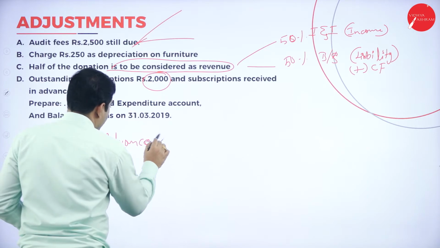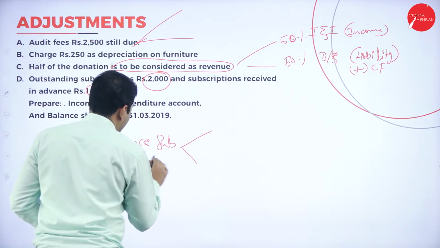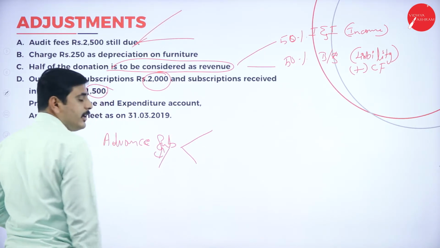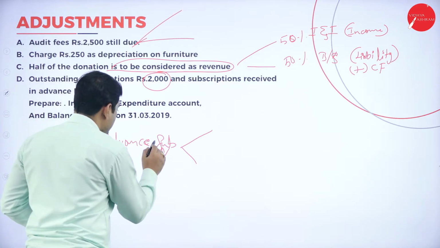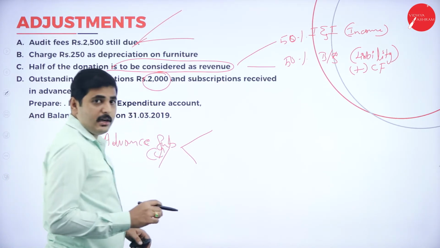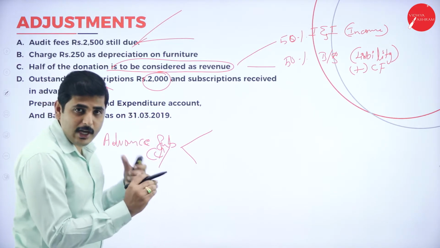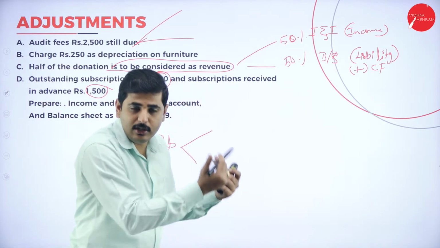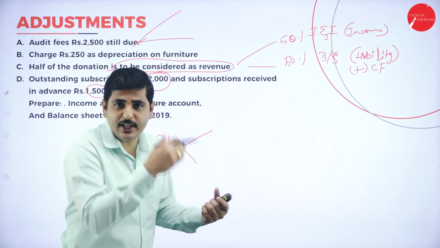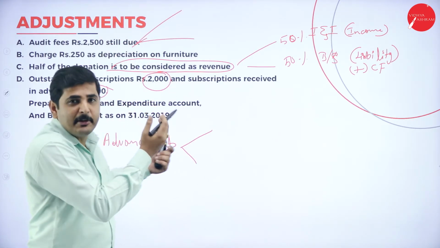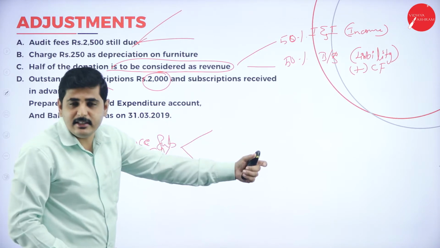Advance subscription of current year: what we have to do is show the current year advance on the liability side of the balance sheet. Why? It is received to be utilized for the next year. Till next year it should be shown on the liability side of the balance sheet. Then only we can utilize it in the next year.